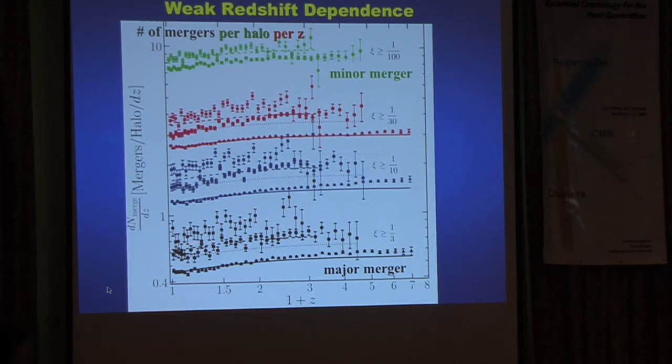So the key feature of this plot is, again, if you count the mergers per halo per redshift bin, it's remarkably constant. It depends very weakly on redshift. Given these features, it allowed us to come up with a very simple fitting formula for this dimensionless merger rate, which I'll show in a second.